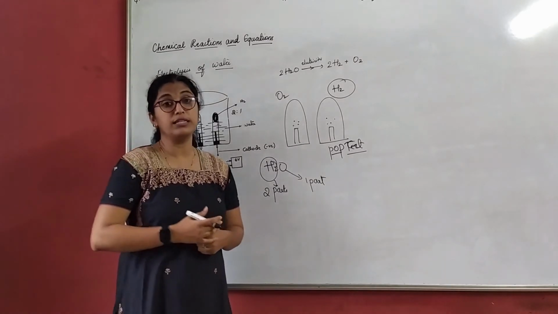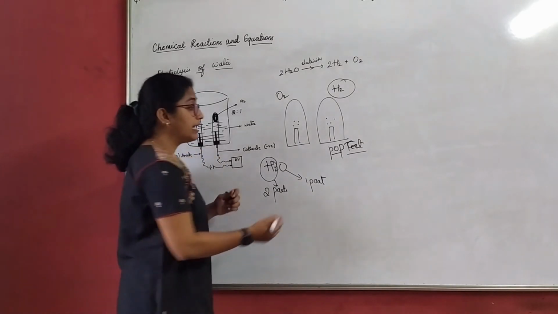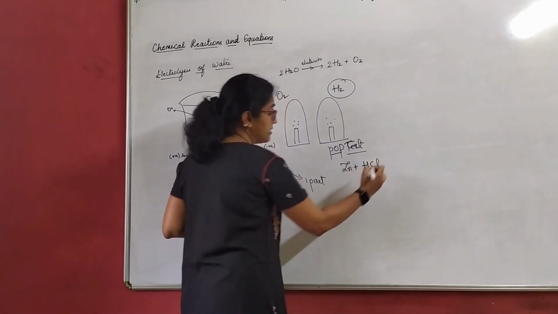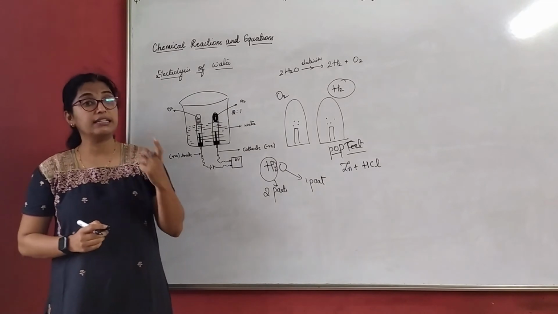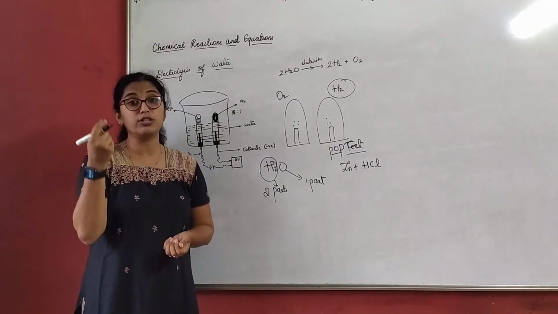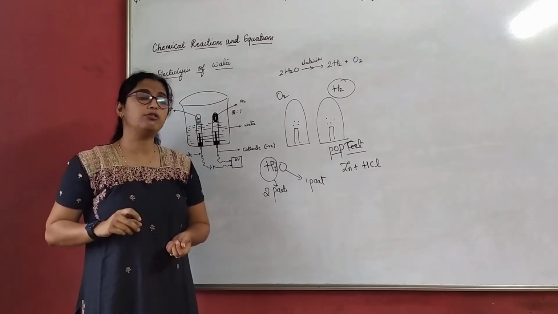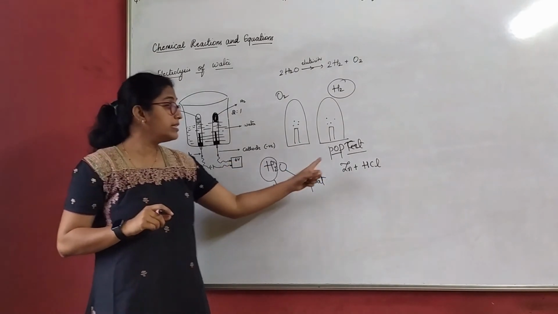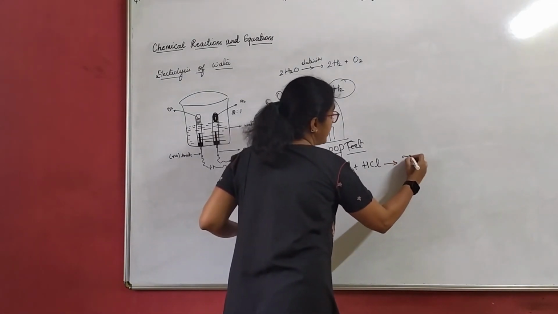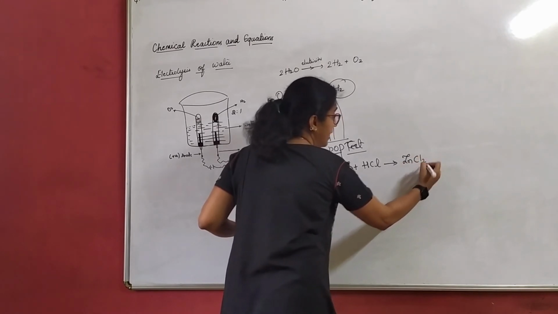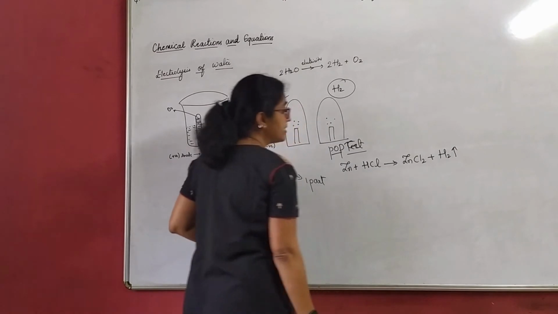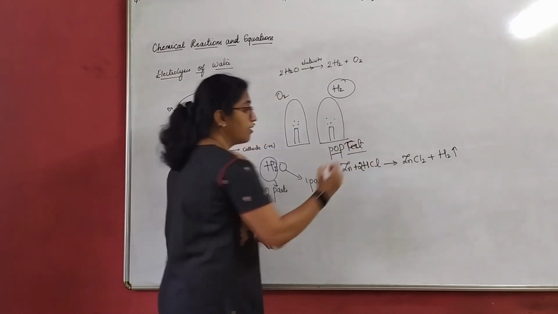So what we have to do is explain in this form: take zinc and react zinc with hydrochloric acid. Or we can say, take hydrochloric acid in a test tube and put a few minute granules of zinc to it. When zinc reacts with hydrochloric acid, what do we get? We get zinc chloride, and hydrogen gas is liberated, right?